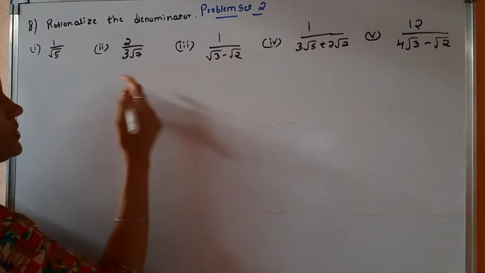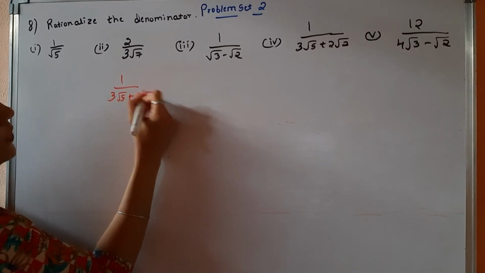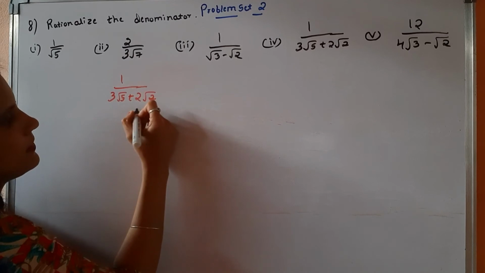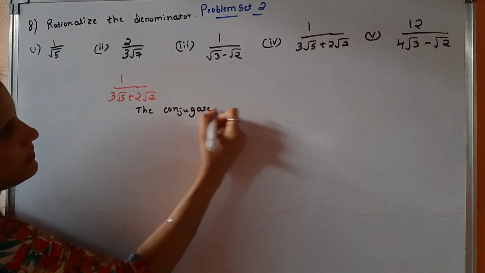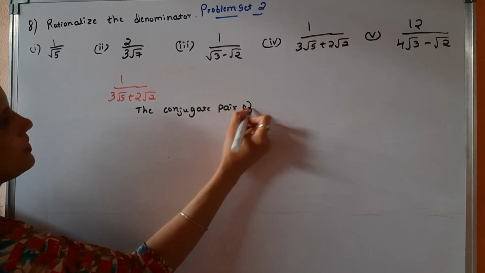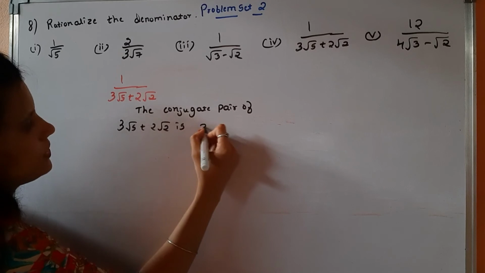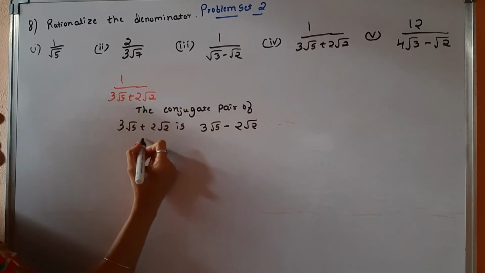हमारा जो fourth sum है 1/3 root 5 plus 2 root 2. You know how to take a conjugate pair. First, what you will write? The conjugate pair of 3 root 5 plus 2 root 2 is 3 root 5 minus 2 root 2. So we should multiply. This is our question.